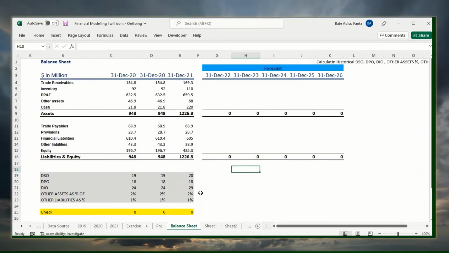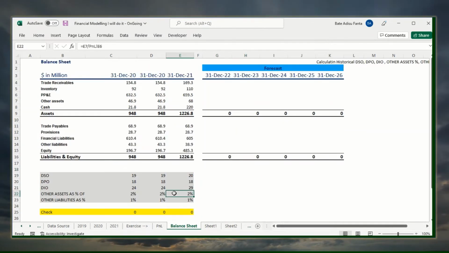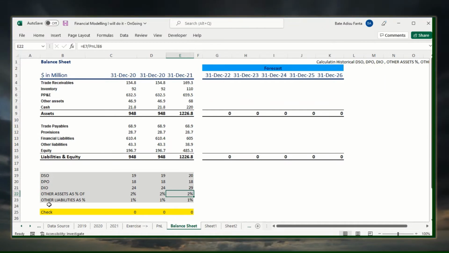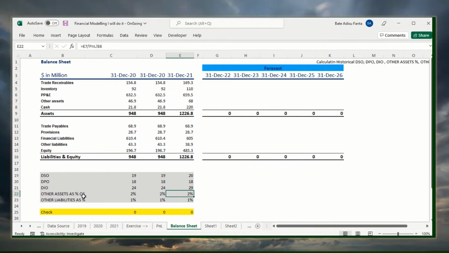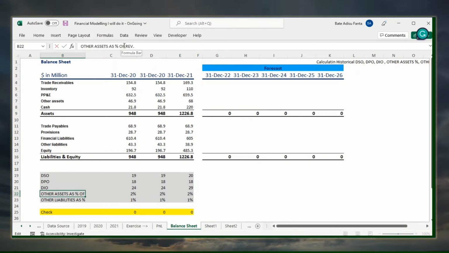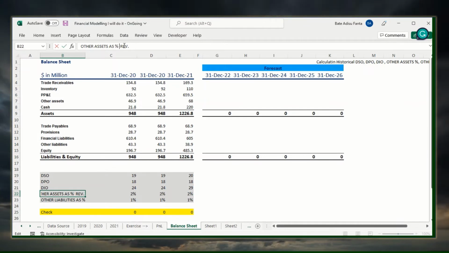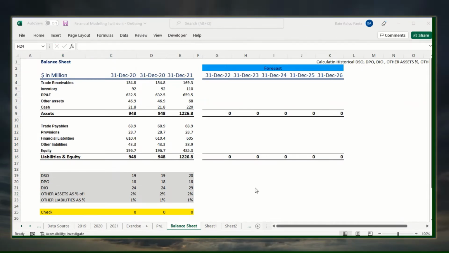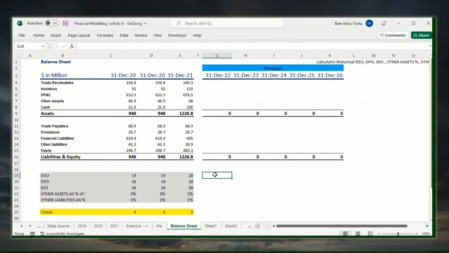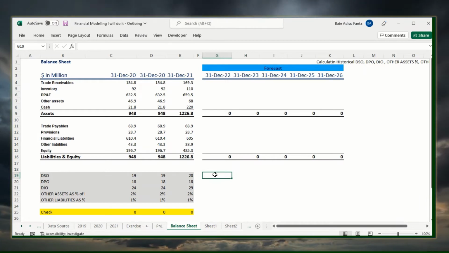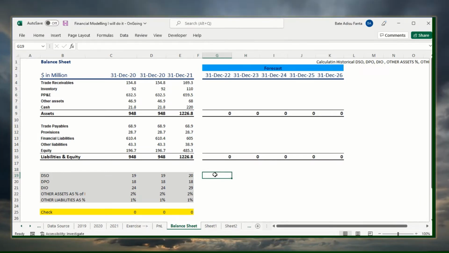So we have already now calculated the historical values for DCO, DPO, DIO, for other assets as percentage of revenue and for other liability as percentage of revenue. So I hope this is very clear. Now let's calculate the average DCO, DPO, DIO, and for other assets and liabilities here. We have to calculate the average. So that average will be considered for our future forecasting period.